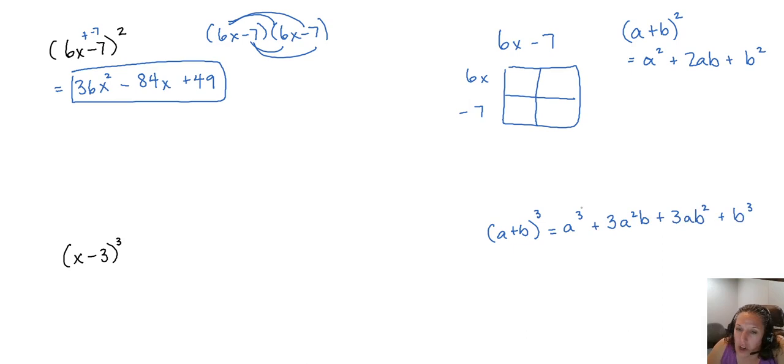Notice how our a's start out at whatever the power is in both cases, and then it decreases: a cubed in the first one, a squared in the second one, a to the first in the third one, and then a to the 0. We don't have any a's on this last one. And our b's go up by 1. We don't have any b's, then we have 1 b, and then we have 2 b's, then we have 3 b's. And then our coefficient for our middle two terms is a 3.